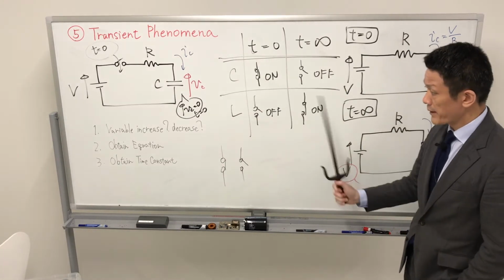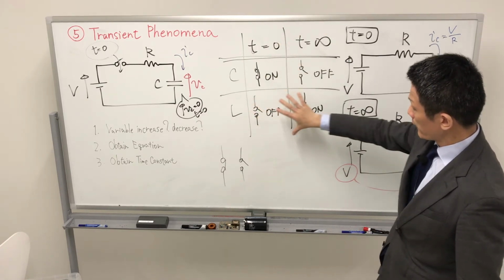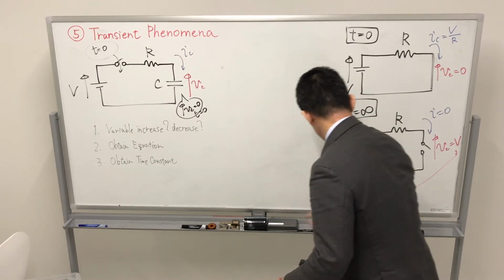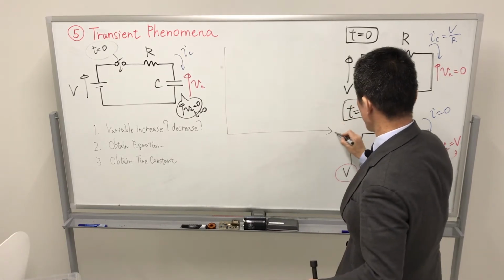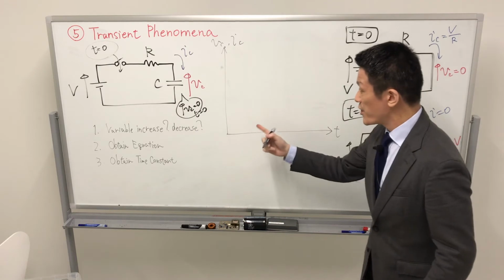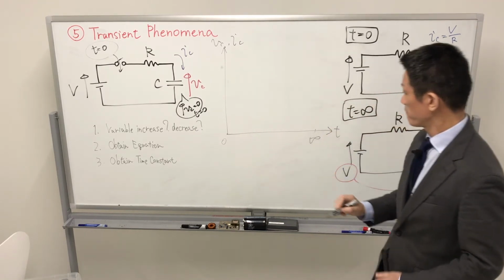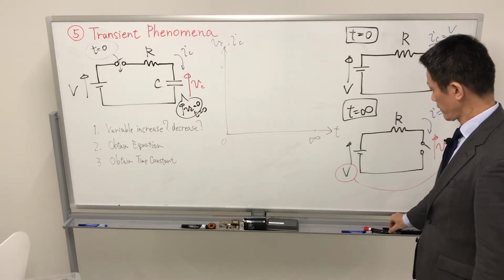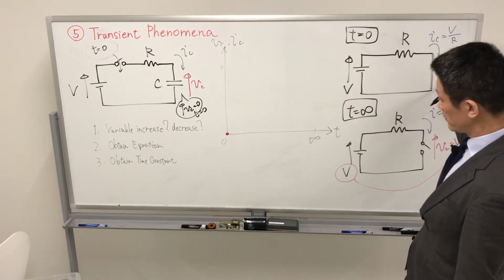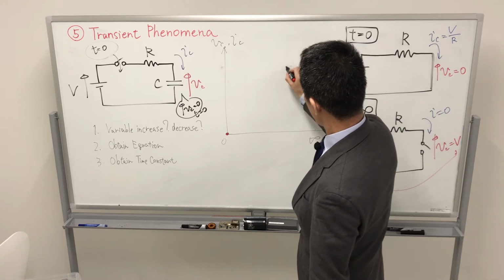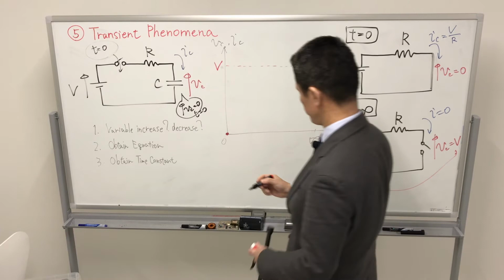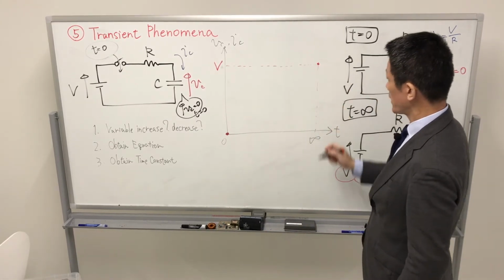And the next step, increase or decrease. We will indicate the waveform from now. We will draw T, VC, IC. Please draw each waveform. At T equals 0, VC equals 0. In this time, the voltage increases.